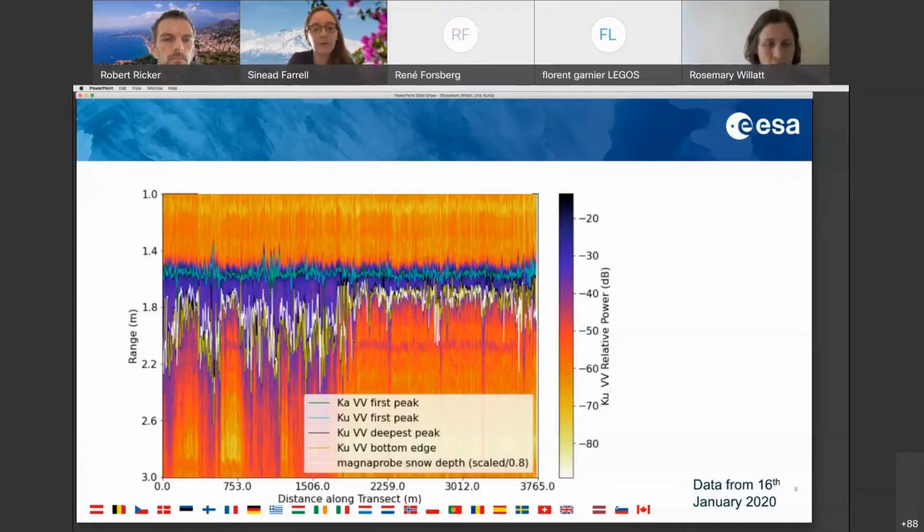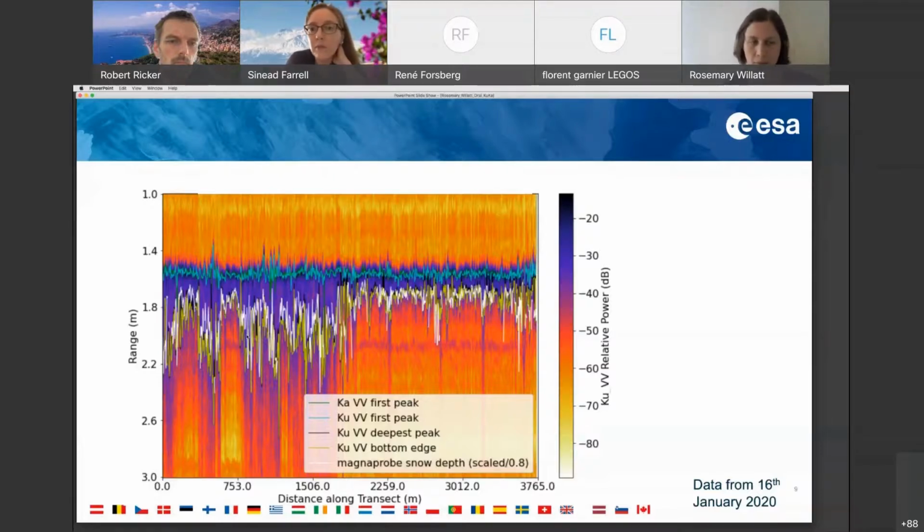And what I'm showing here, there's a lot of information, so just to keep it simple, if you could draw your eyes down to the black line and the beige-yellow line. Those are tracking, using my peak picking algorithm, the bottom of the snowpack, or the snow-ice interface. I've overlaid on top of those in white the MagnaProbe snow depth, and you can see that visually there's very good agreement between where the MagnaProbe thinks the snow depth is and where Kuka thinks the snow depth is.